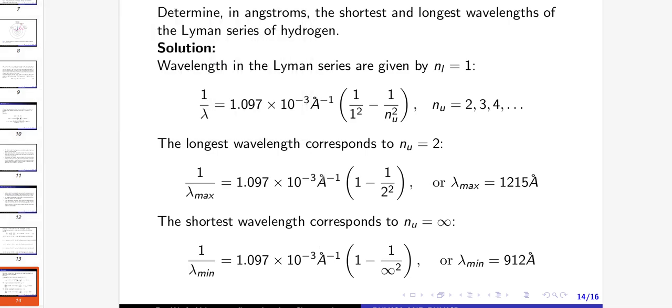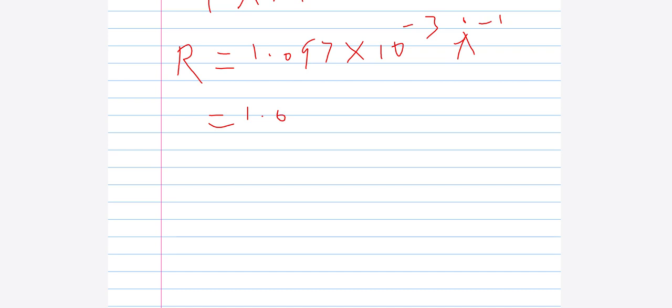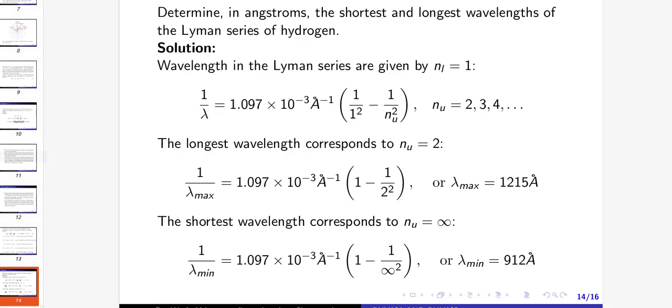Okay, so you should know that this Rydberg's constant, we have written as 1.097 times 10 to the power minus 3 per angstrom. We can also write it as 1.097 times 10 to the power minus 7 per meter. We can also write it like this, per meter. So that in this case your answer will be in meters. In the other case your answer will be in angstrom. All right.